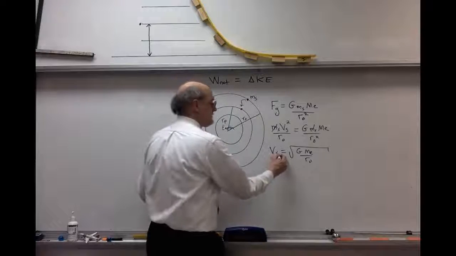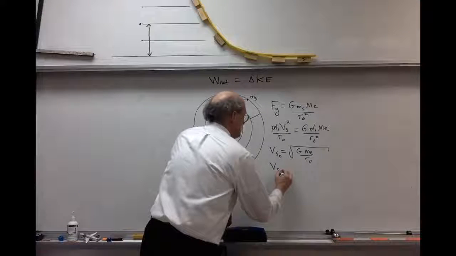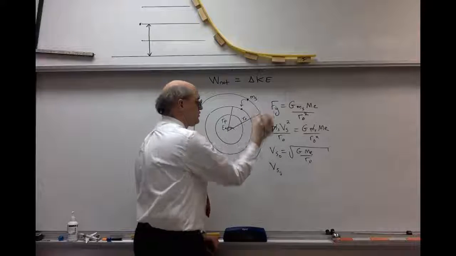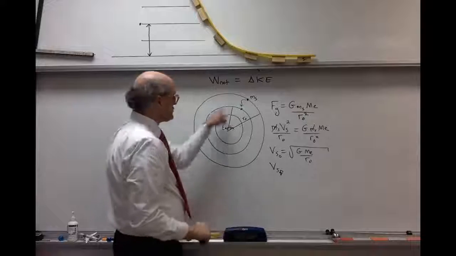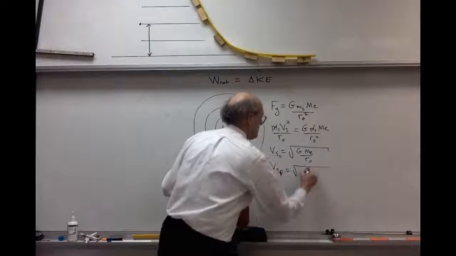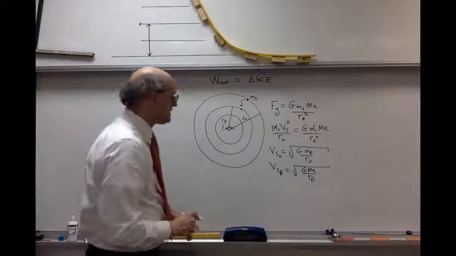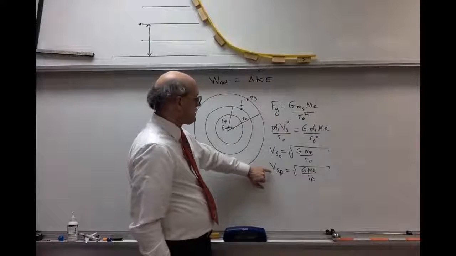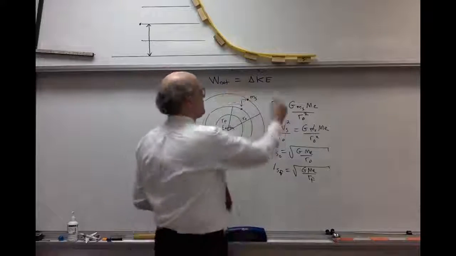Okay, so we'll call that VSO for the original orbit, not the outer orbit, and then F stands for the final orbit, which is the inner orbit. So that would be equal to the square root of G me over RF, where F stands for the final orbit. So knowing this and this, now we can find the change in kinetic energy.